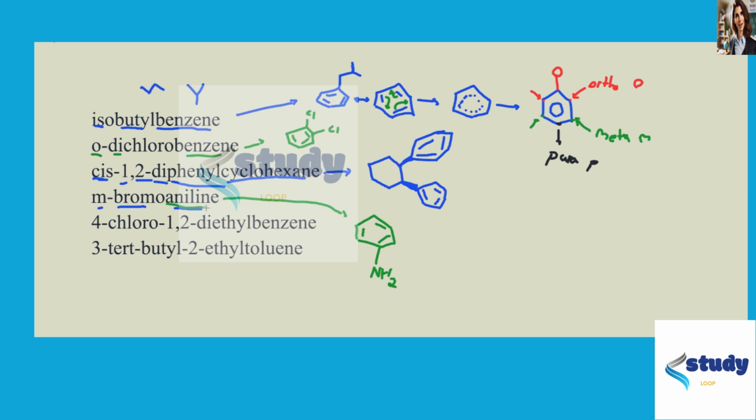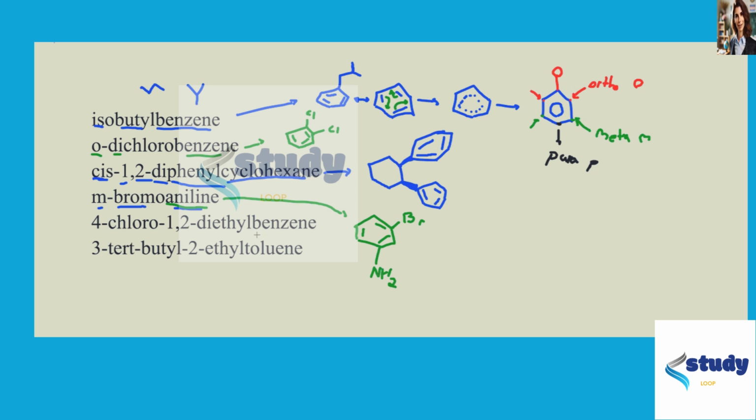So the parent chain is our aniline, and now we have a bromo that is meta to this substituent, which is our amino group. Remember, ortho, meta, para. So we have 2 meta positions here and here. We'll just arbitrarily choose one of them and put a bromine group on that. So we have m-bromoaniline.